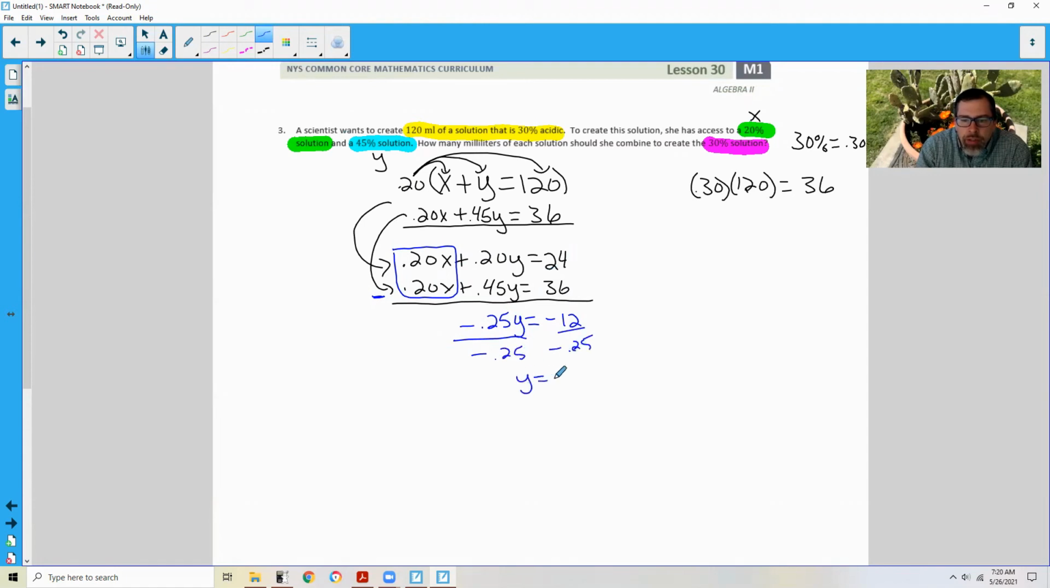Okay, think of this as quarters. There's 4 quarters in $1. So 4 times 12 is 48. So y equals 48. Okay, and now we have to find x. It'd be easier to go to our original equation, x plus y equals 120. x plus our substitution of the y we found equals 120. And we're going to subtract.